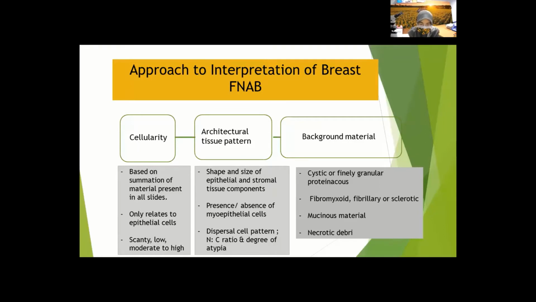And then after that, we need to mention any presence or absence of myoepithelial cells, and any pattern of dispersal or single cell pattern in the background. If any, we need to describe their NC ratio and the degree of cellular atypia present. After that, we need to evaluate the background material, whether it is cystic or finely granular, proteinaceous background, presence of fibromyxoid, fibrillary or sclerotic background, presence of mucinous material, or any necrotic debris present.